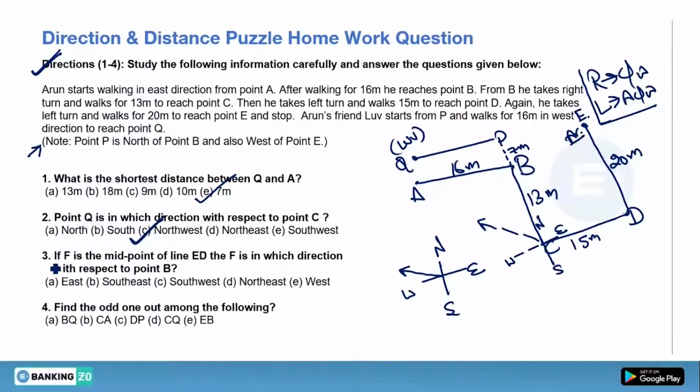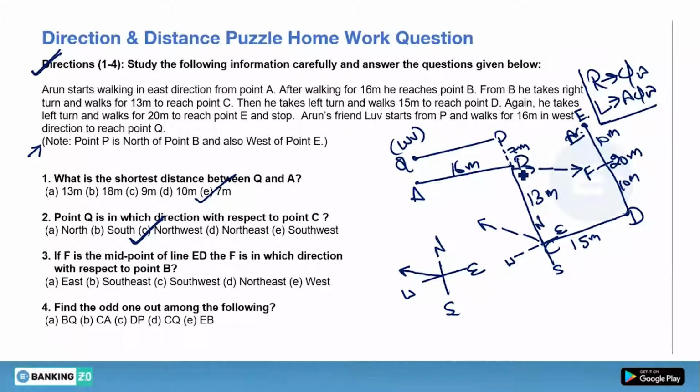Question number 3. If F is the midpoint of line ED, and the distance between E and D is 20 meters, then F must be somewhere between E and D. The distance on the north side of F will be 10 meters and on the south side of F will be 10 meters. And the question is, F is in which direction with respect to B? From B, we have to find out the direction of F.